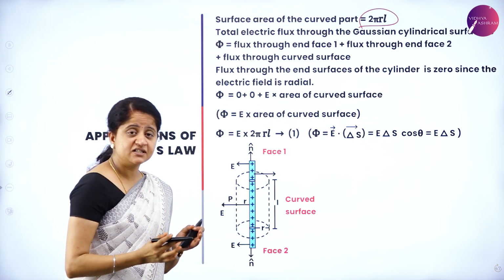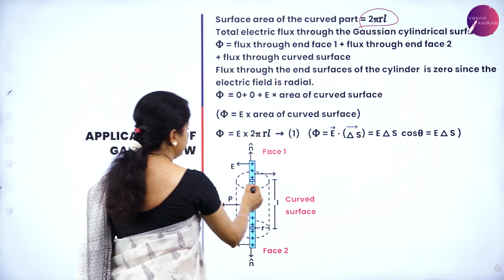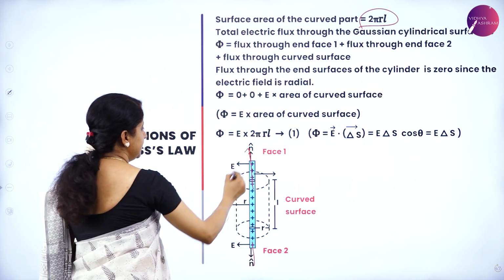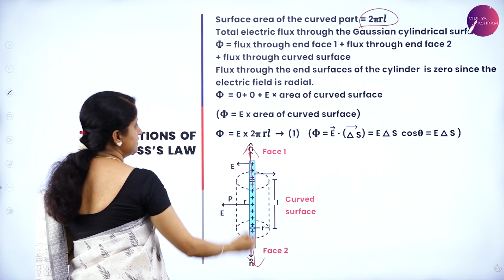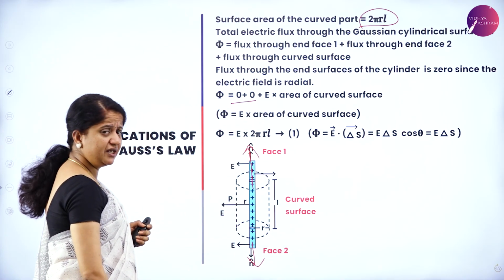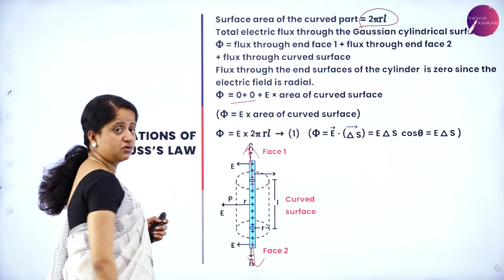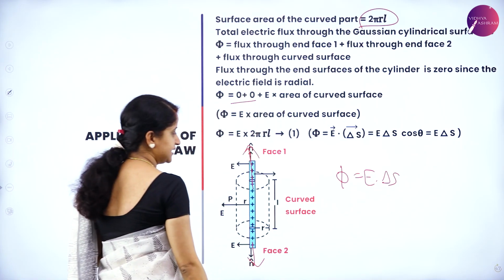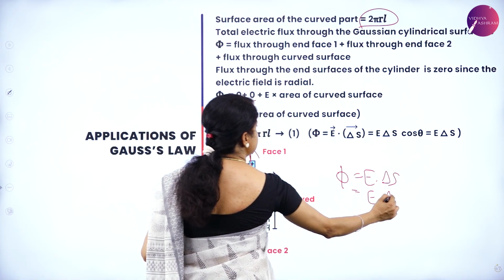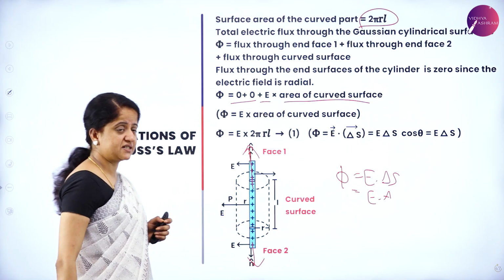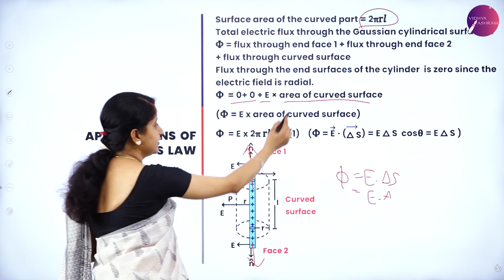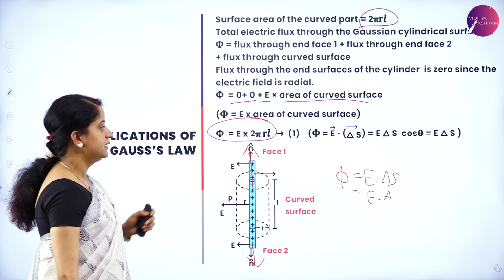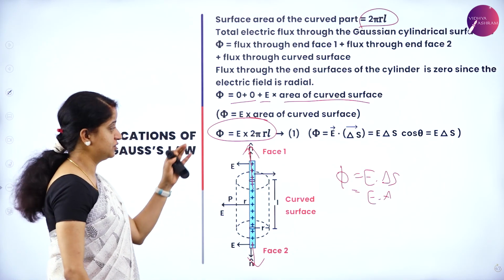How do we find the total electric flux? On the Gaussian surface, the total electric flux is equal to the flux due to face 1, flux due to face 2 and flux due to the curved surface. Here the flux due to face 1 and face 2 is equal to 0, but we have the flux due to the curved surface. Flux phi is equal to E into delta S, that is the surface area, or we can write E into A. So here it is E into the area of the curved surface, where E is the electric field and the area of the curved surface is 2 pi R L. So our total flux phi is equal to E into 2 pi R L. This is equation 1, the expression for electric flux due to the surface.